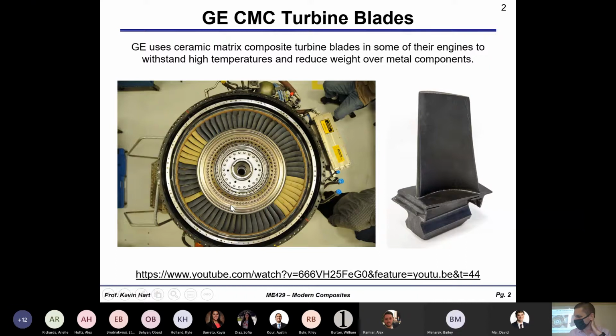I forget what it's called. It's like the LEAP engine or something like that. So you see all these blades stacked in this particular circle. These are all made out of ceramic matrix composites.